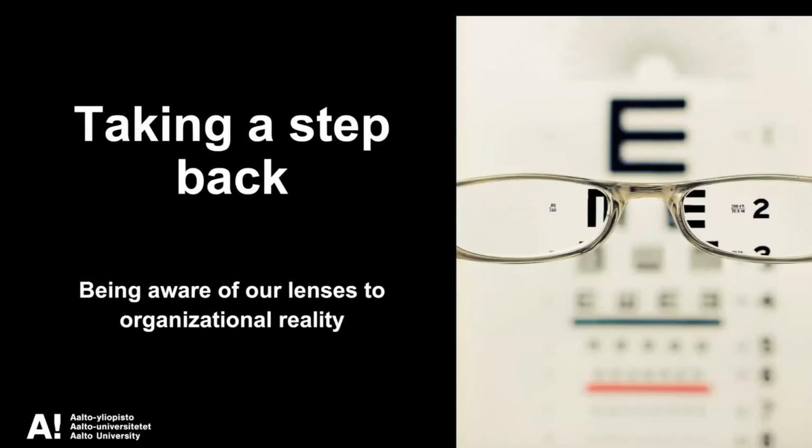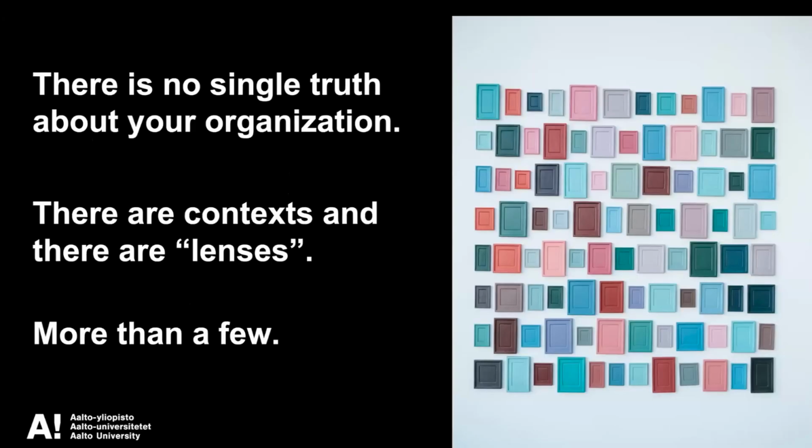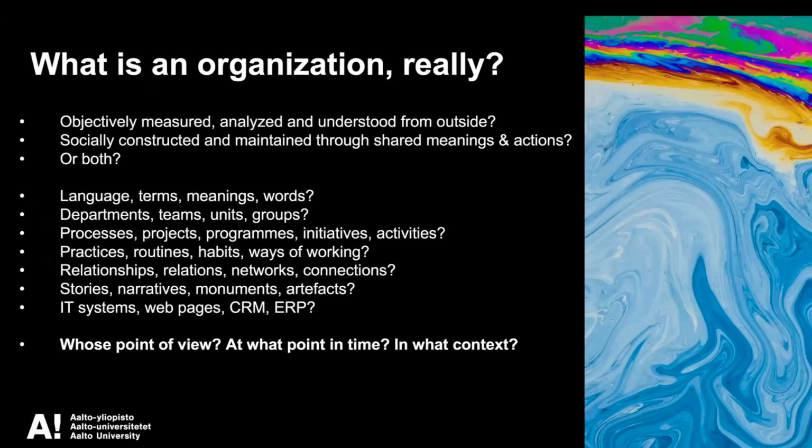A few reminders from previous lectures. Remember, Jari talked about taking a step back, being aware of the lenses of our organizational reality. There are multiple realities. Still, you really cannot say which one is the right one, that this is the correct answer and this is how our organization is. This is Jari's slide about different lenses that we can have about exactly the same organization. So just to remind you from two weeks ago, there's no single truth about your organization. You just have different contexts and you have different lenses. And there's more than a few. Somebody could say there's an infinite number of organizational realities, because things change. So in other words, what is actually an organization?